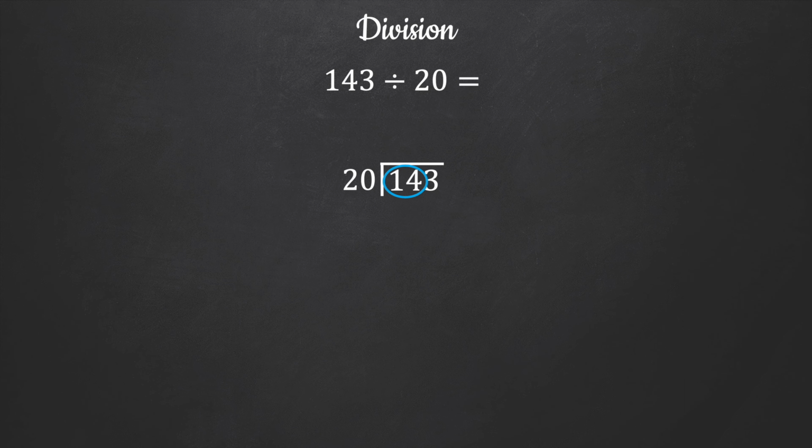So we ask ourselves, how many times does 20 go into 14? And in this case, it does not go into 14, so we're going to move on and include the third digit. Now we ask ourselves, how many times does 20 go into 143? And 20 goes into 143 7 times, because 20 times 7 is equal to 140, and that's as close as we could get to 143 without passing it.